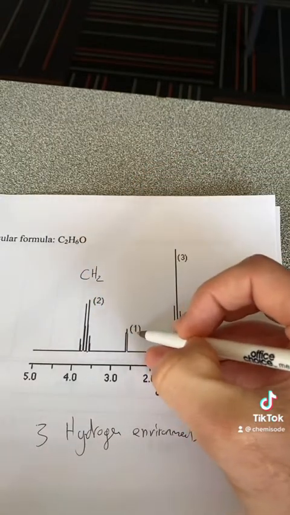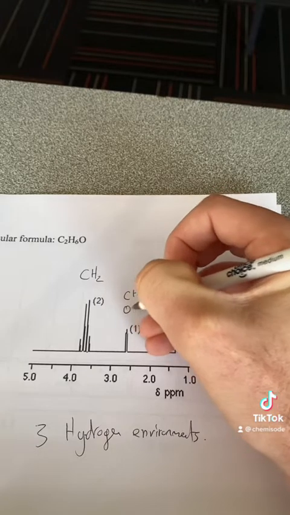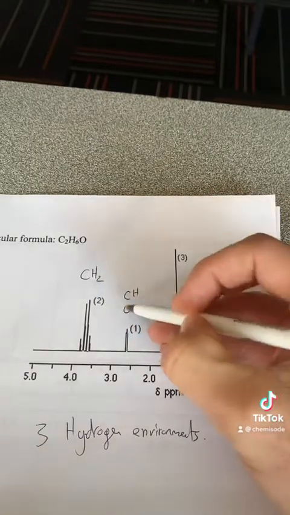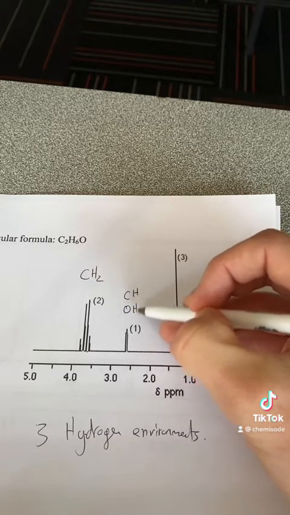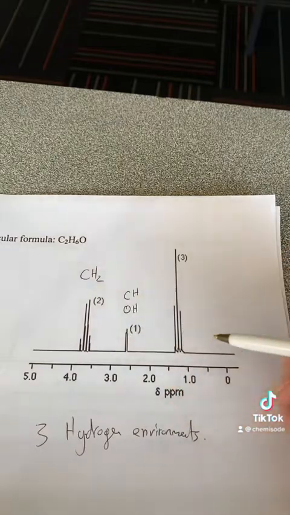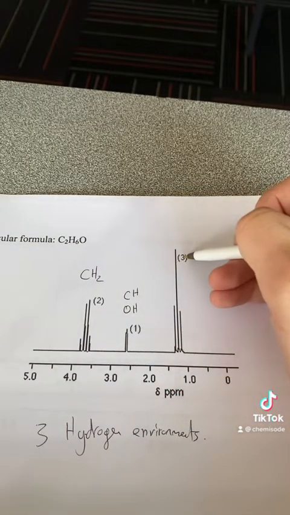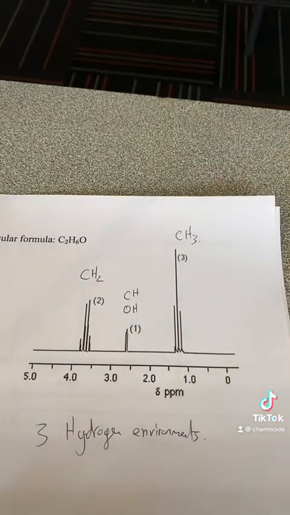This one has 1 hydrogen in that environment, so therefore it's either going to be a CH or it could be a hydroxyl, an O-H bond there. So both of these would have an integration of 1, showing the fact that there is only 1 hydrogen in that environment. This one here has an integration of 3, so therefore it's most likely going to be a CH3.